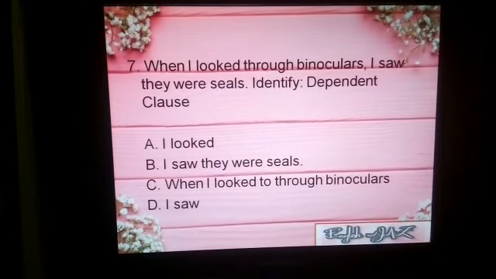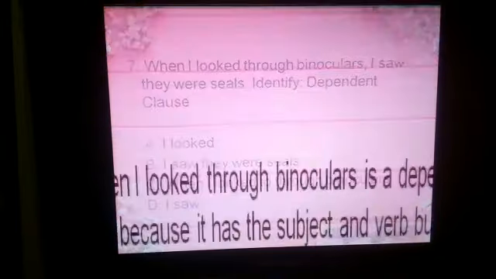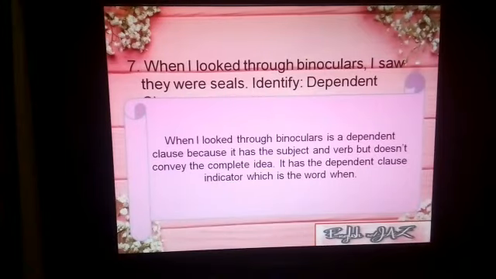Our answer for number 7 is letter C. When I looked through binoculars is a dependent clause because it has the subject and verb but doesn't convey the complete idea, and it has the dependent clause marker, which is the word when.